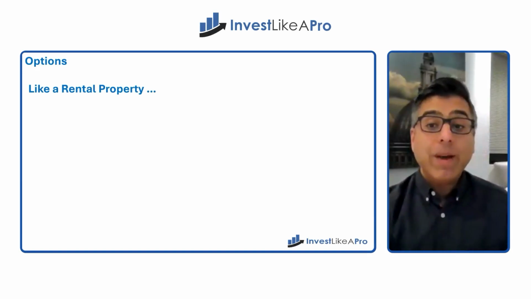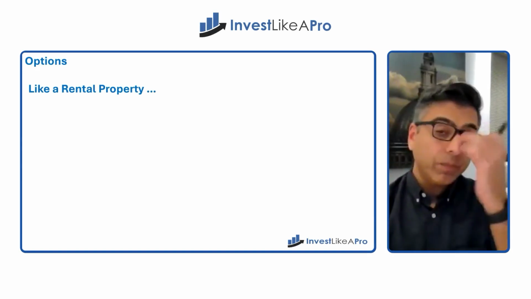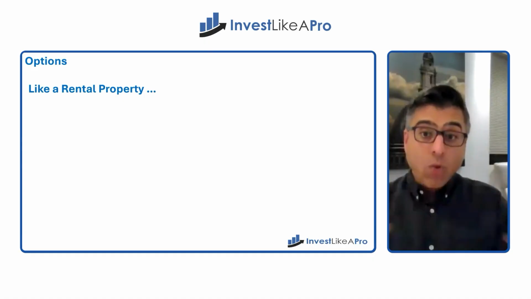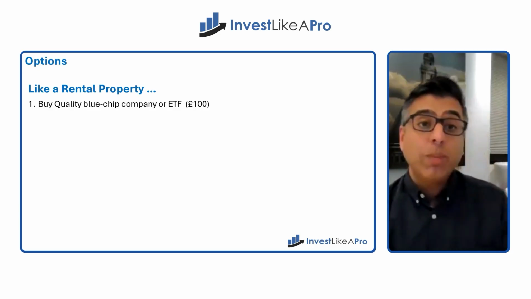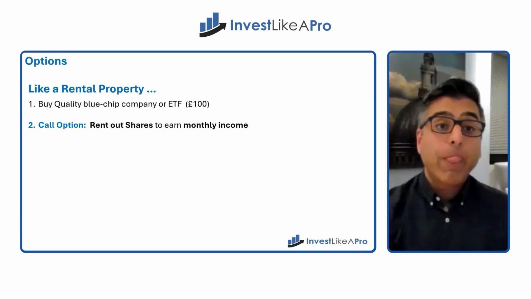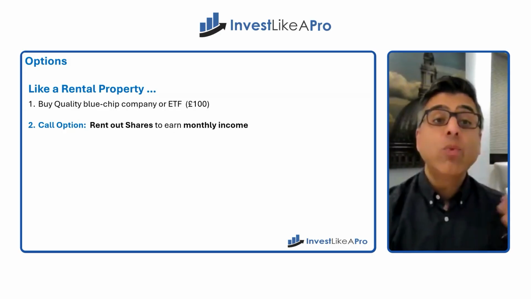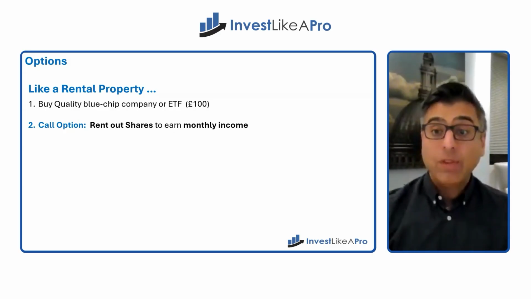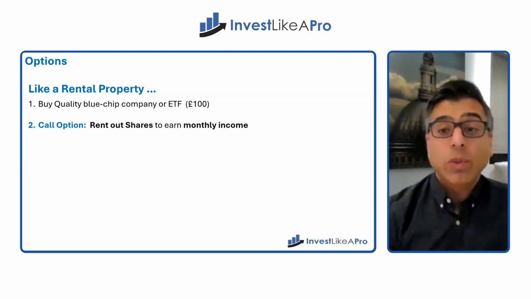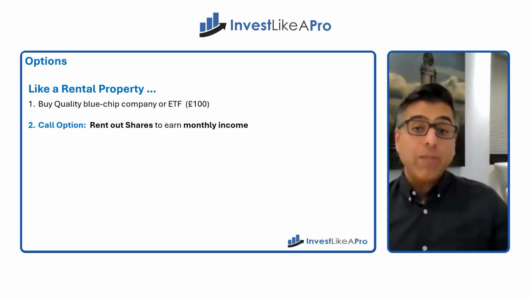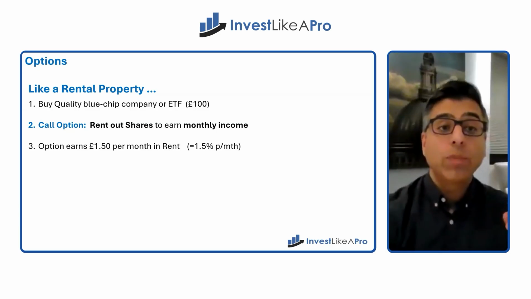So options, think about it like a rental property. When you own a property, you own it and then you rent it out, right? You buy a share, a blue chip company or an ETF, let's say it's for £100, and then you rent them out. There are people out there who want to rent out your shares. There are people who will pay you 1 to 3% per month to rent out your shares, and that's through what's called a call option. So you own the share and you rent out your shares through call options.